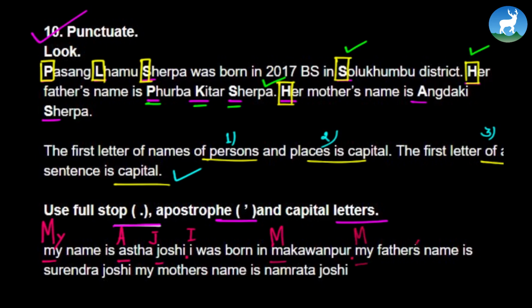My father's, we need an apostrophe here. Name is Surendra Joshi, and you need a full stop. M should be capitalized. My mother's name is Namrata Joshi. So that's how you will correct the paragraph. Right, my name is Astha Joshi. I was born in Makwanpur. My father's name is Surendra Joshi. My mother's name is Namrata Joshi. All right, so go ahead and capitalize the paragraph. And after that, we're going to the writing section.